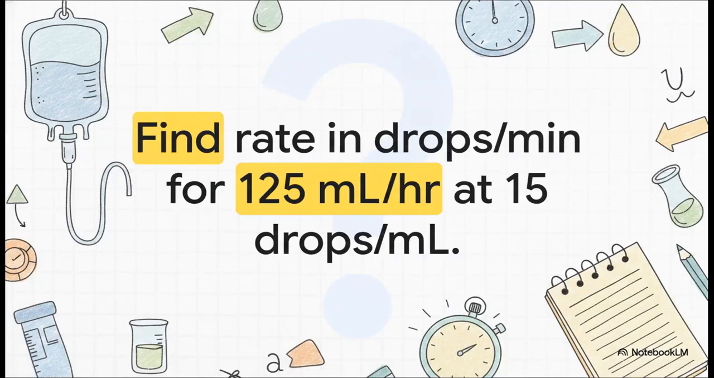Here's a fresh practice setup for us. An IV order requires a flow rate of 125 milliliters per hour. The giving set is calibrated to a drop factor of 15 drops per mL. What is the rate in drops per minute? Go ahead, pause the explainer, grab your scratch paper, and map out those units.